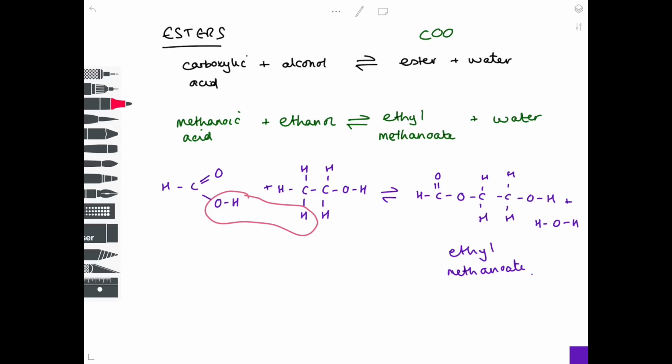The reason we're interested in esters is they have lots of useful properties, such as the fact that they are very volatile, and that means they have widespread uses in perfumes because they evaporate easily. They can also be used in food flavourings.